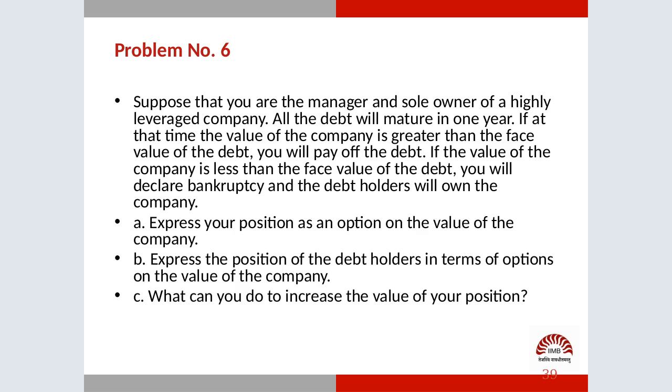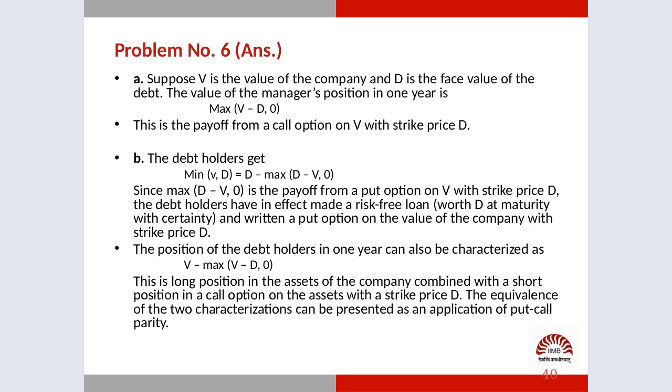How will you explain this? How can this be written down as an option on the value of the company? Also, the position of the debt holders as an option in terms of the value of the company, and what can you do to increase your position? So look at the first one. How do you write down your position as an option on the value of the company? So let's look at this. Let's say V is the value of the company and D is the face value of debt.